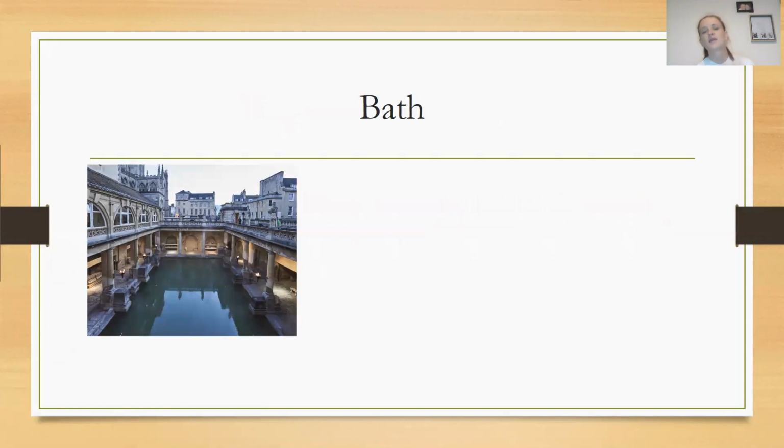So the first one is Bath. And you can see, obviously, with the capital letter, we're talking about the city Bath. So that may help with your definition. So pause the video, write down your keyword, and then write down your own definition.